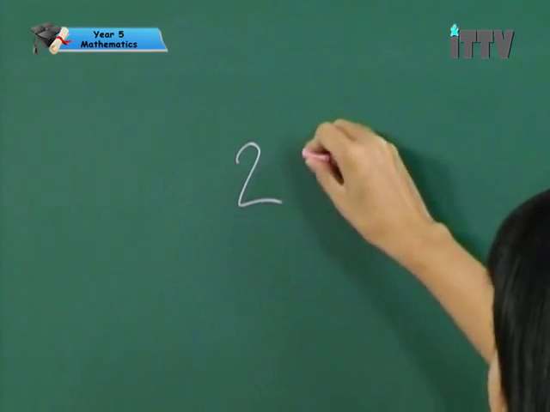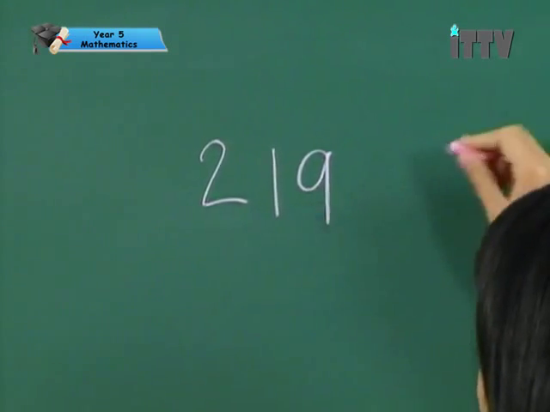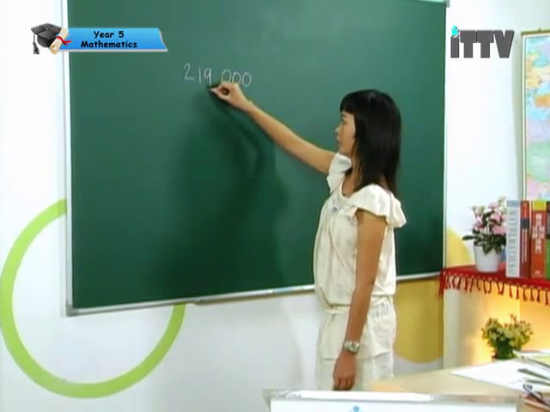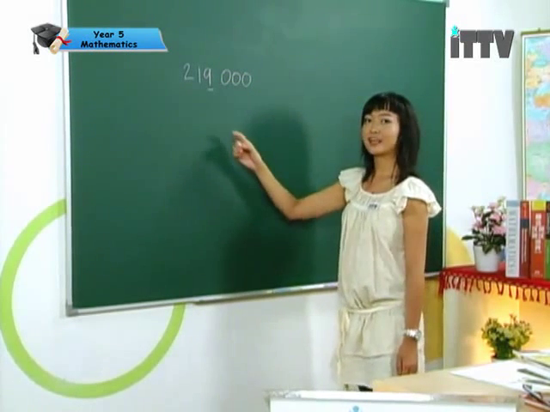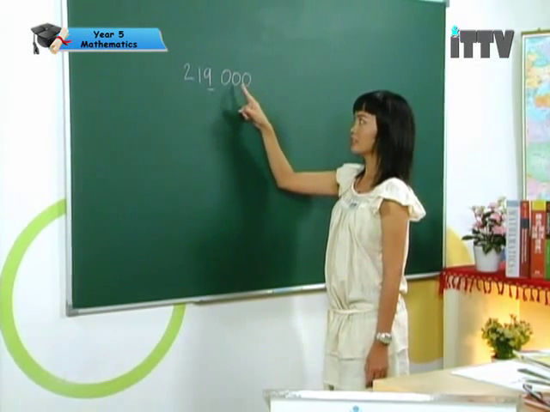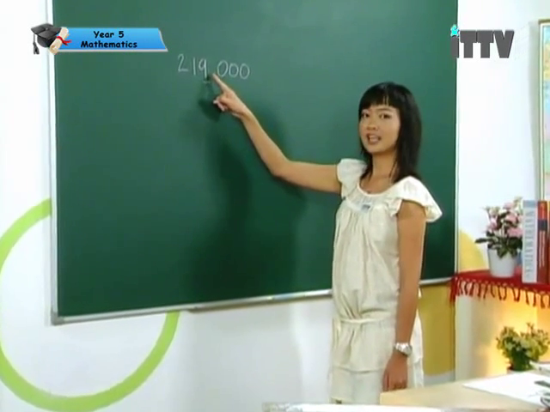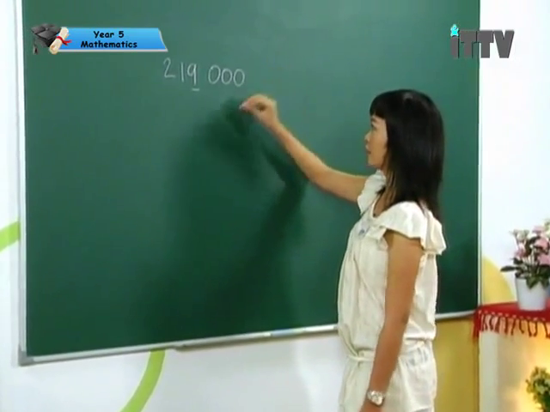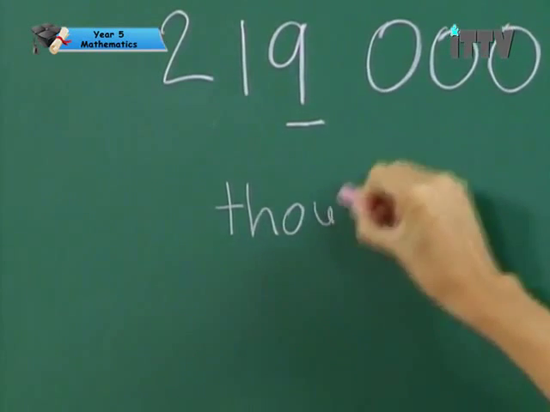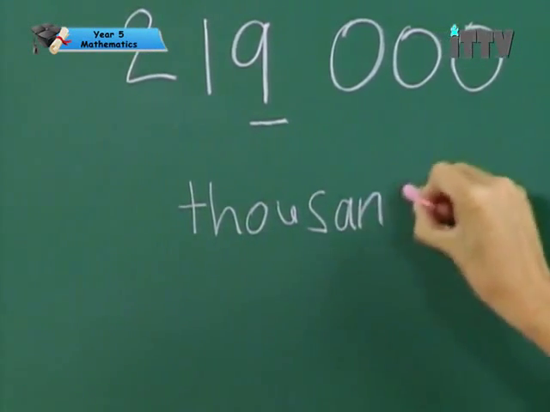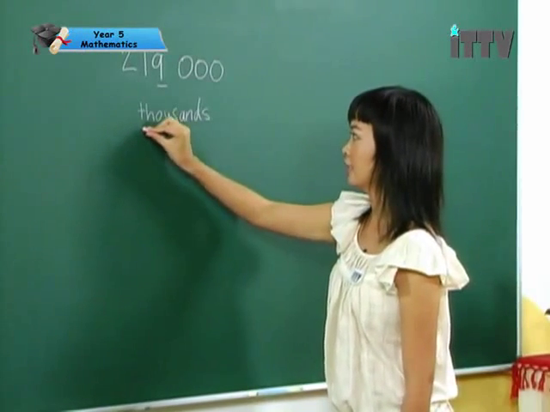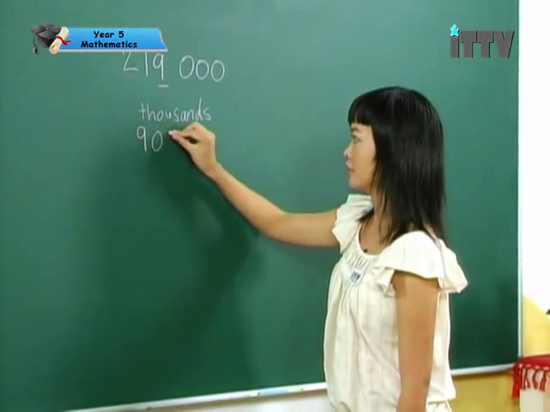The number given to us is 219,000 with a 9 underlined. Okay, can you tell me the place value for this number 9 here? Ones, tens, hundreds, thousands. So the place value is thousands. And the digit value is 9,000.